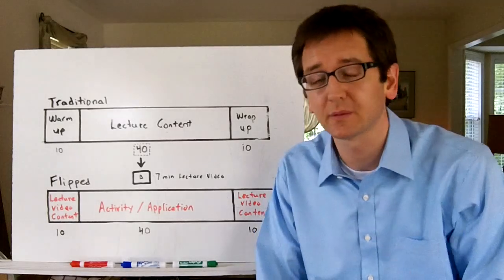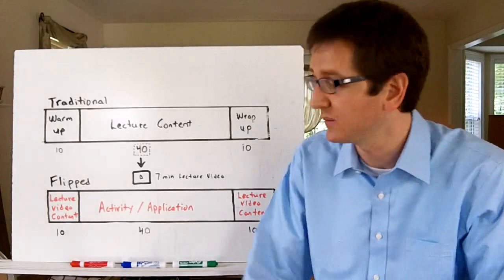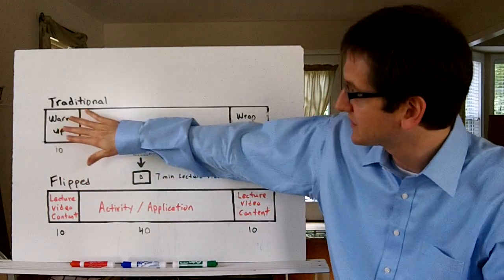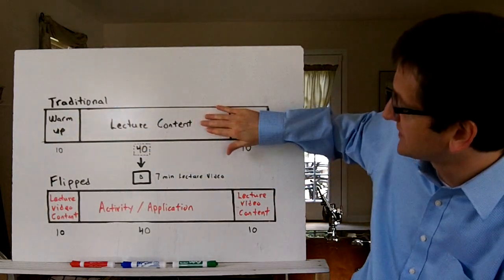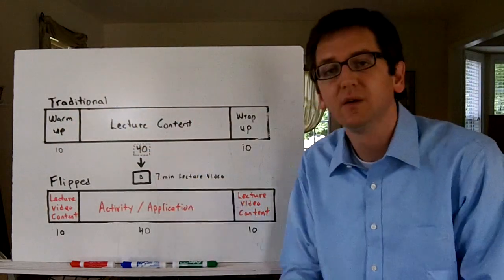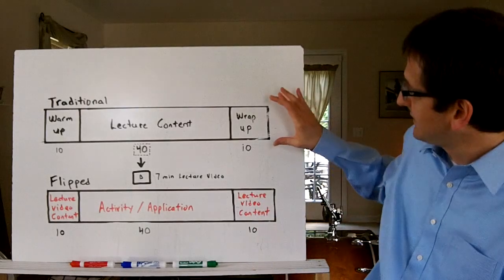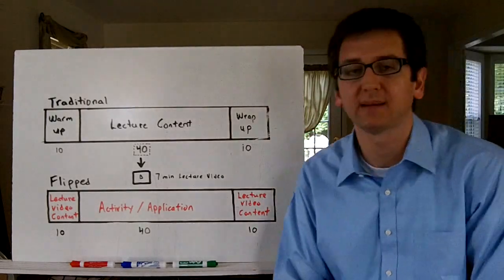Now, in a traditional classroom, we usually start off with a warm-up activity, which could last about 10 minutes. And then we transition into the main event, which is the lecture content, which could last 40 minutes, which leaves us 10 minutes at the end of the class period to do our wrap-up activities.